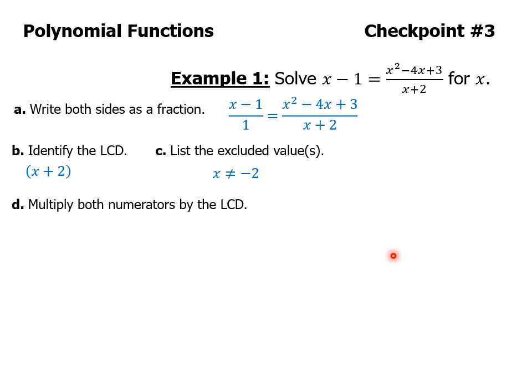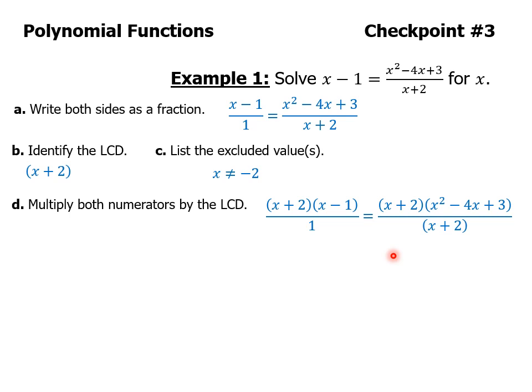Now for the fun part, multiply both numerators by the LCD. So we take the left side times x plus 2 and the right side times x plus 2. And here's the beautiful part about multiplying by the LCD. We now get to cancel the common factors. We don't have any common factors over here, so that doesn't help, but right here, x plus 2 and x plus 2 cancel, and we now don't have any fractions. We just have x plus 2 times x minus 1 over 1, so that's just x plus 2 times x minus 1. And over here, we just have x squared minus 4x plus 3.